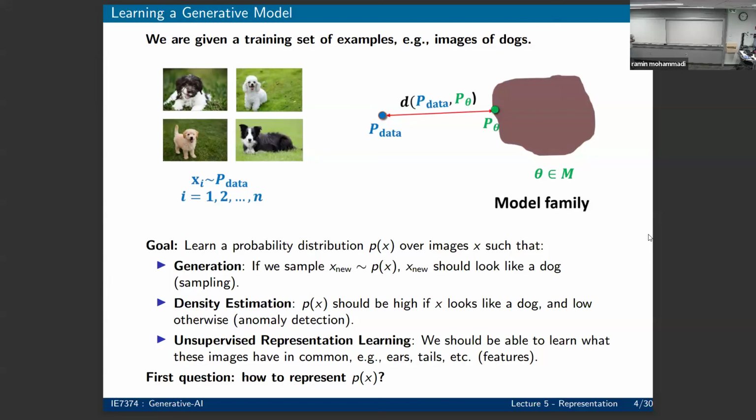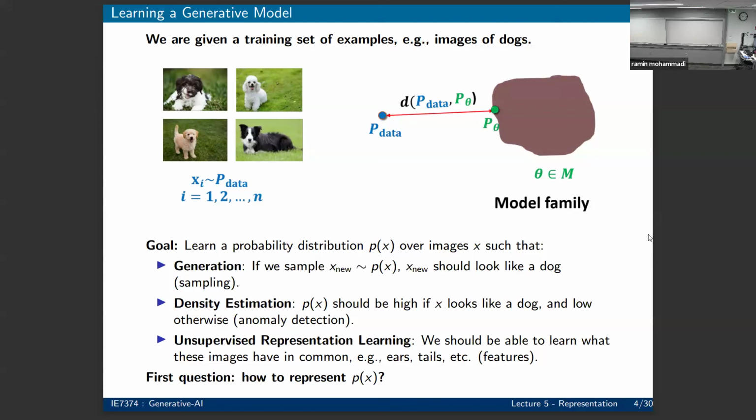The first one is generation. Generation means that if I learn this P of X really well and sample from this model, the image that I get should look like a dog. So that becomes the idea of generation. I want to learn this P of theta so well that if I sample from it, it looks like data, or a dog, that comes from the P of theta.